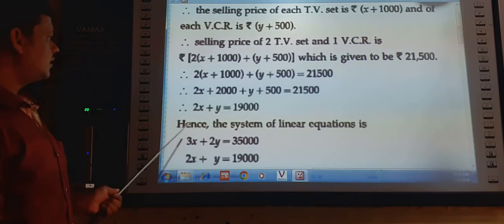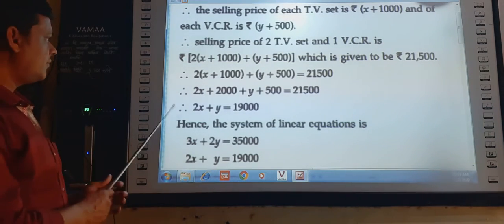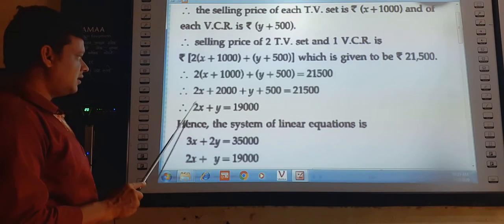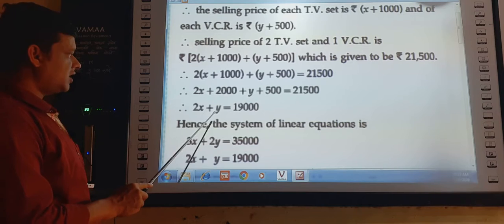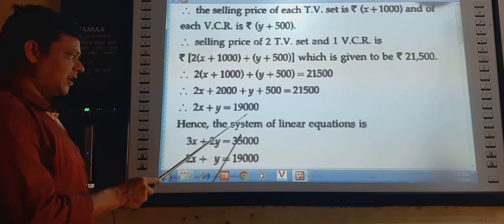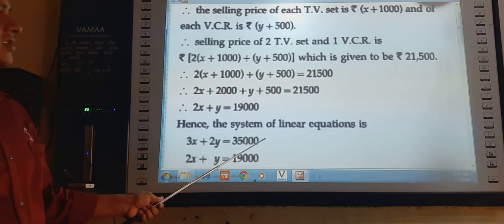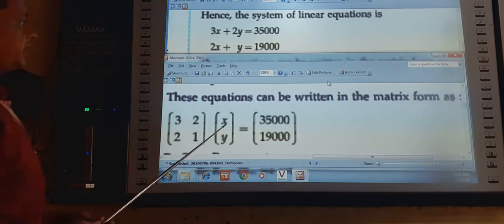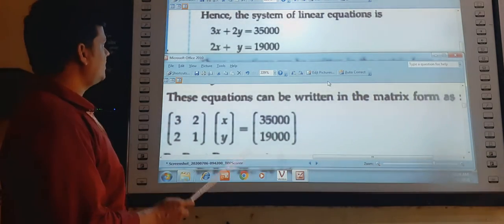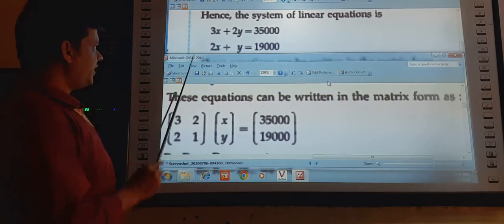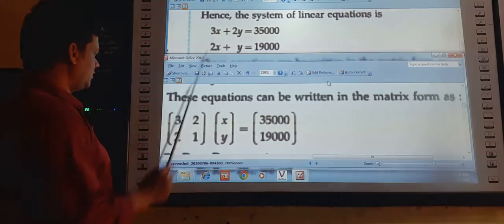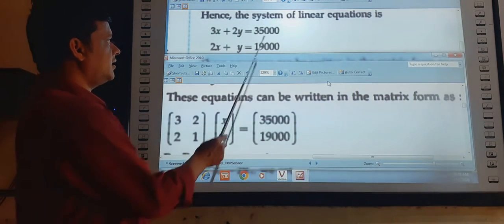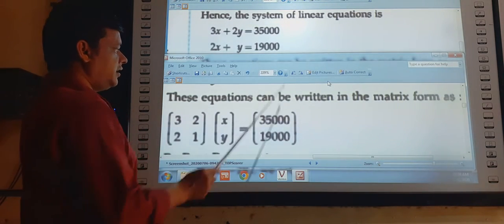So the equations we write: first equation 3x plus 2y equals 35,000. This is the second equation, 2x plus y equals 19,000. This is a system of linear equations. Now these equations can be written in matrix form as: we first write the coefficient matrix 3 2 2 1, variable matrix, then constant matrix 35,000, 19,000.